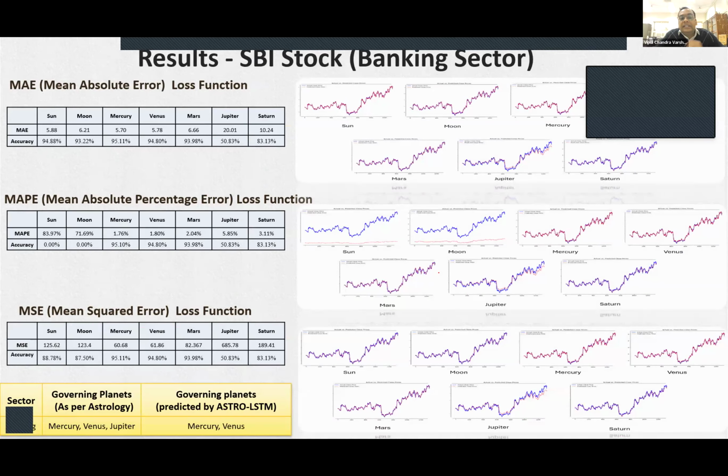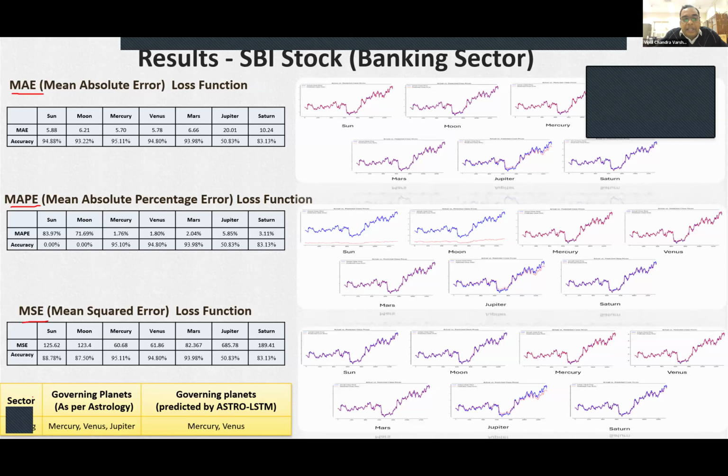Talking about the results, this is the result for the first stock. For these results, I have executed for each of the stocks for the 7 planets, and for that I have considered 3 loss functions: the MAE, MAPE, and MSE. For each of them, separate codes were executed, as you can see, and the corresponding graphs were plotted.